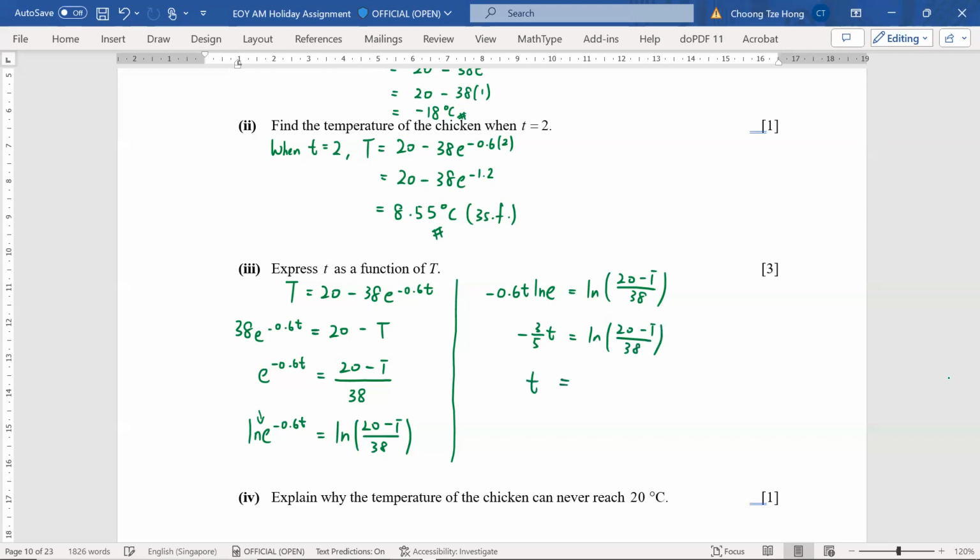We've got to bring the negative 3/5 to the other side, and we can do so by multiplying by negative 5/3. Because negative 3/5 times negative 5/3 will give you 1, and that's where you will get 1t. So you'll get this.